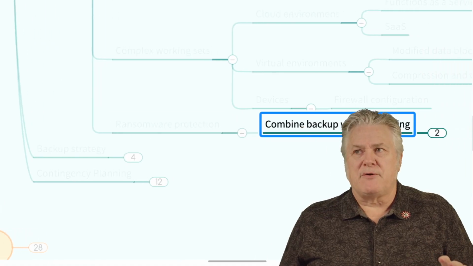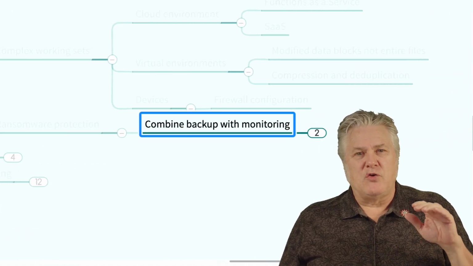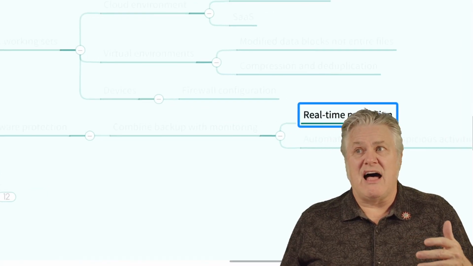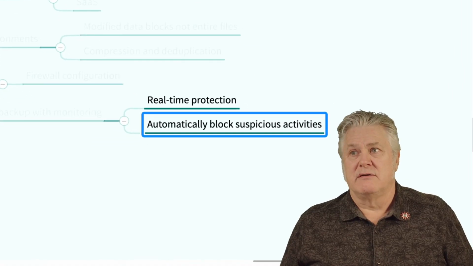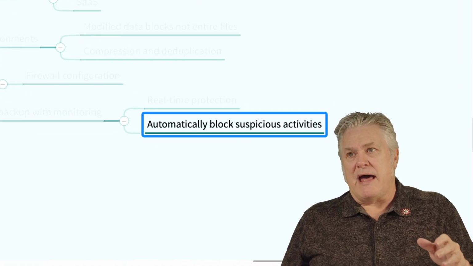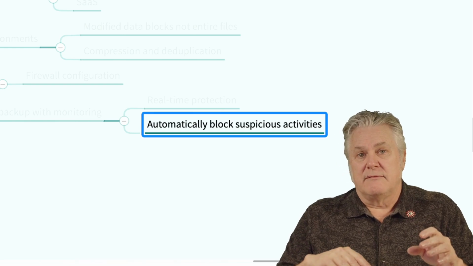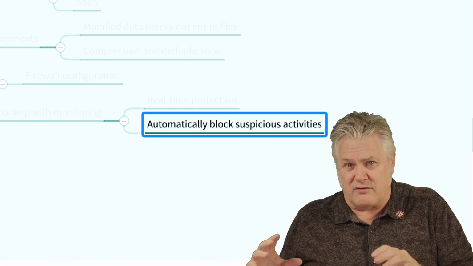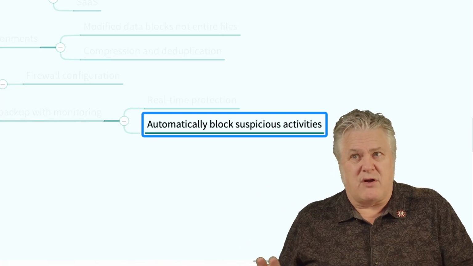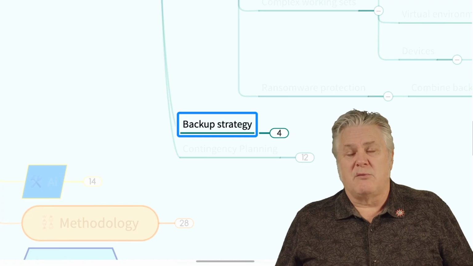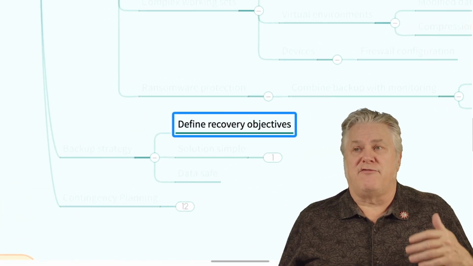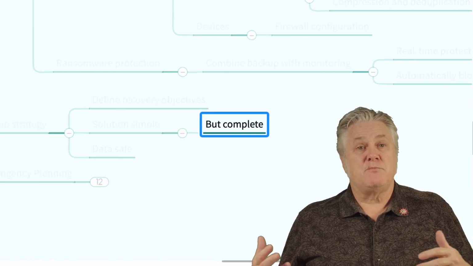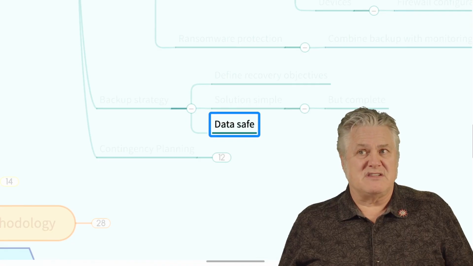Remember, in ransomware protection, we want to combine our backing up, our copies, with monitoring, live monitoring, real-time protection. It should automatically block suspicious activities, and the suspicious activities within our copies, our backup, and our restore process. So it should be watching that process as it goes along. Now, we need a good backup strategy, and that starts with defining the recovery objectives. And our solution should be simple, but it should be complete. And our data should be safe.